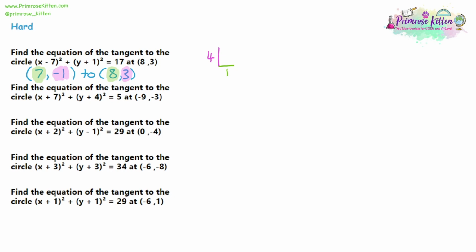Well, to find the gradient of a line, we use the letter m to represent the gradient as a difference in y over the difference in x. So the gradient of the radius is going to be the y value 4 over the x value 1. So the gradient is 4 divided by 1, which is 4.